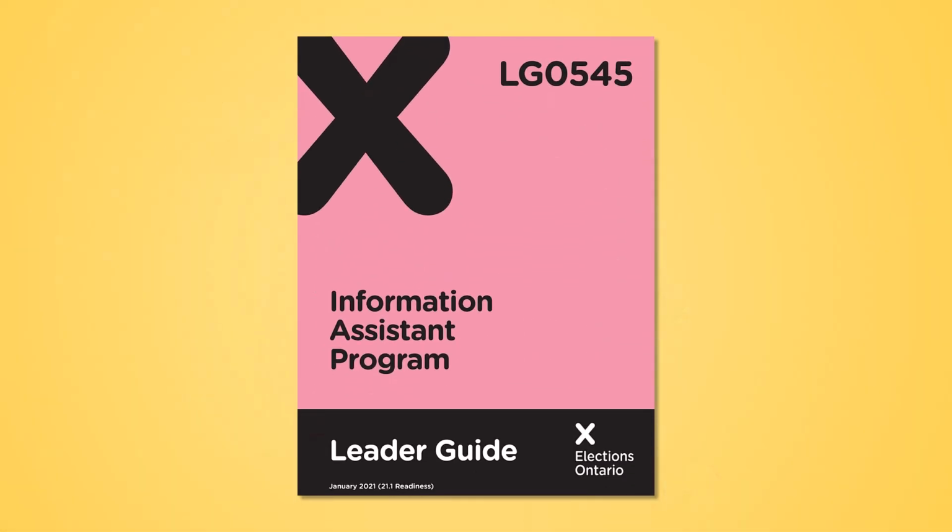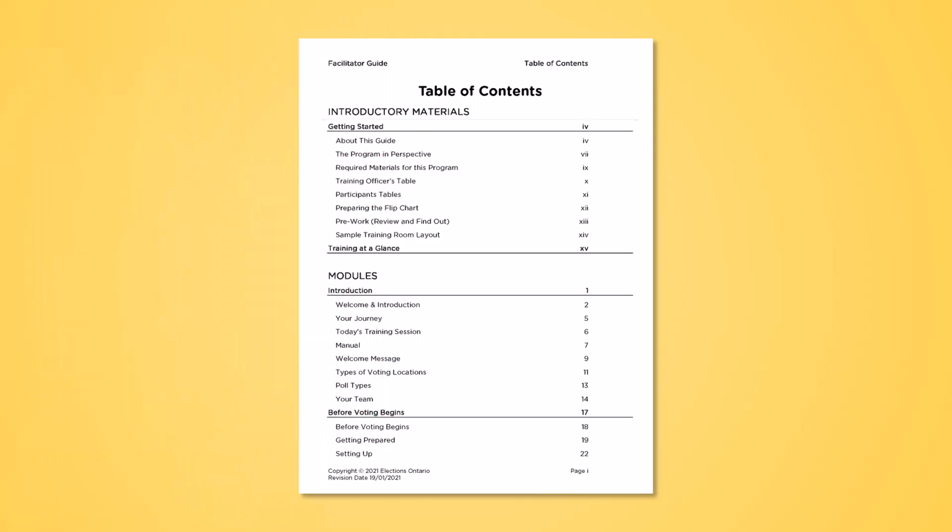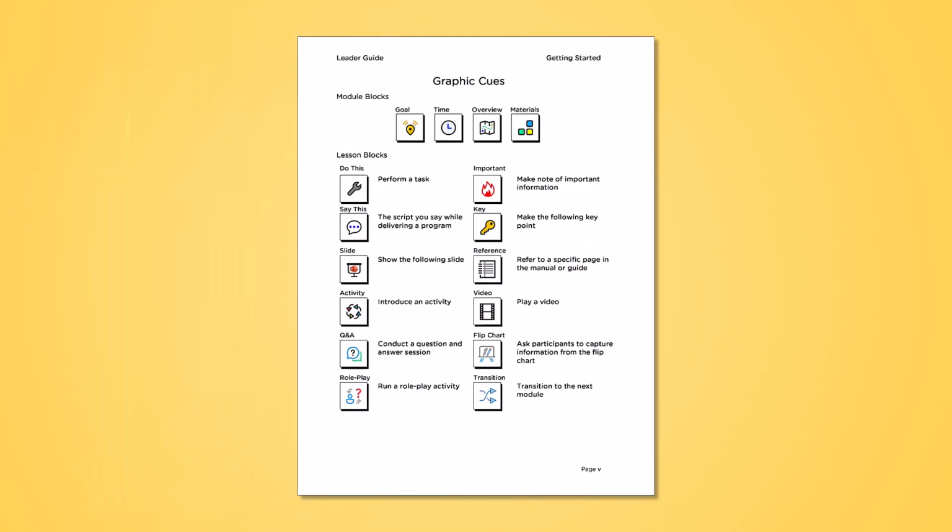Following the leader guide, every action in the training program is described in it, so take the time to get familiar with using your guide. The first part of your guide is there to help you plan your training day and give you cues for what you need to do. Your leader guide will contain cues to tell you the goal of the session, the time the module should take, an overview of the module, and the materials you'll need.